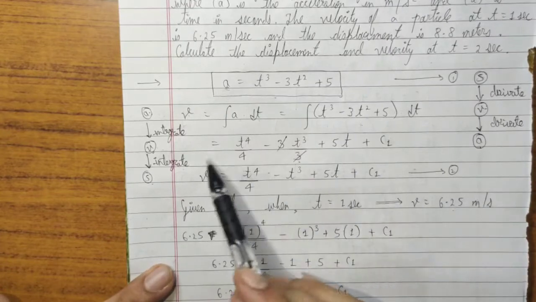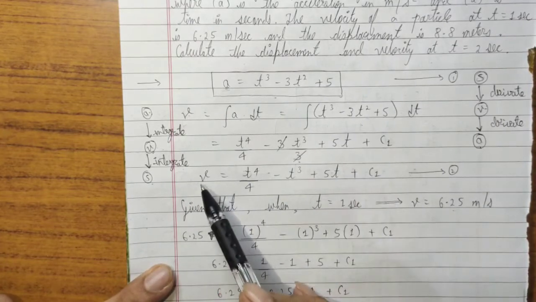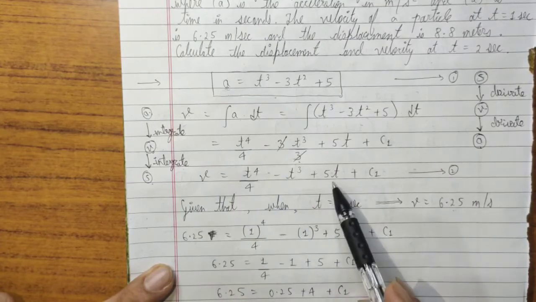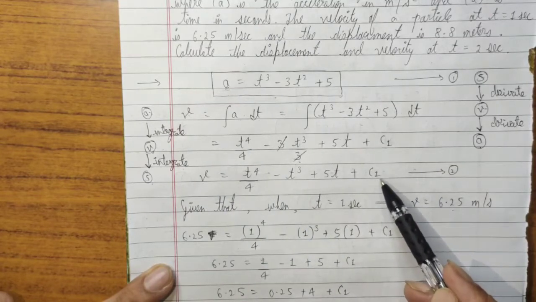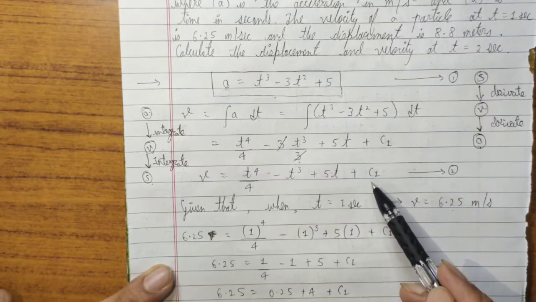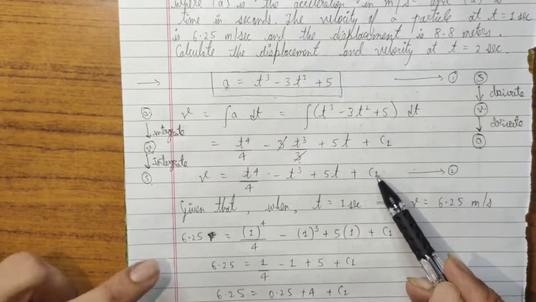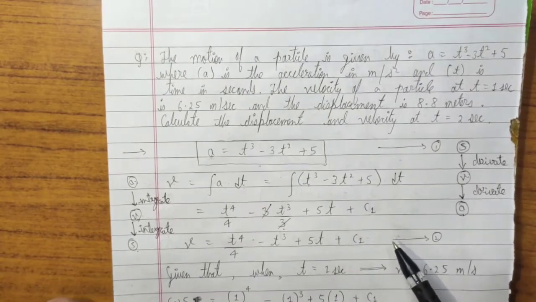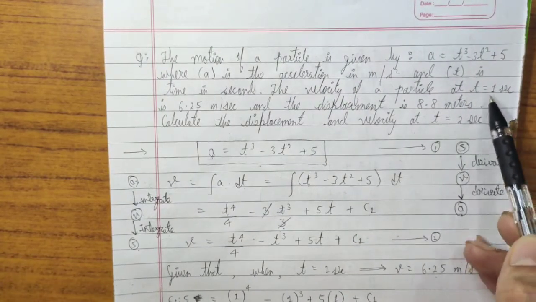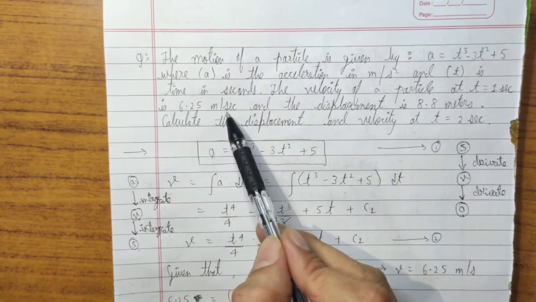Now this equation is of velocity with respect to time. But in this equation there is a constant c1, and we do not know the value of c1. So first we have to calculate the value of c1. How will you calculate the value of c1? In the question, it is given that at t is equal to 1 second, velocity is 6.25 meter per second.